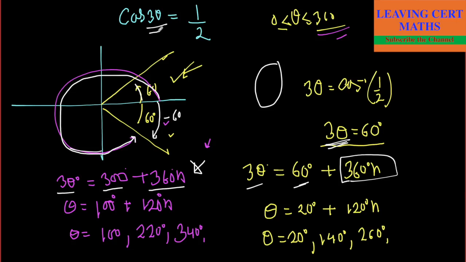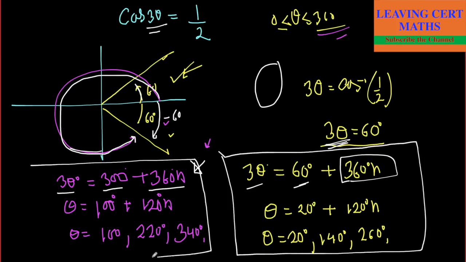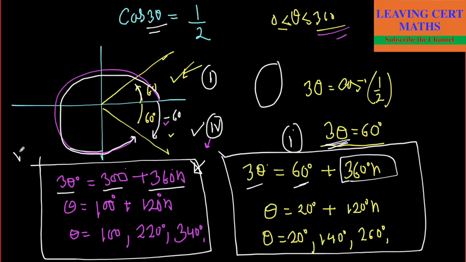But why is 3 theta 60 degrees on the right and 300 degrees on the left? This solution is for the first quadrant. Can you see that? And this solution is for the bottom quadrant. This is for first quadrant and this is for fourth quadrant.